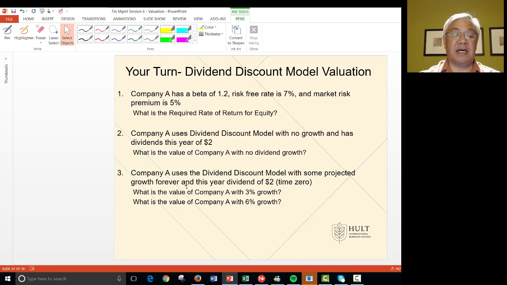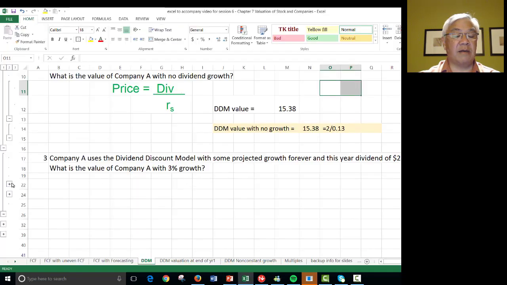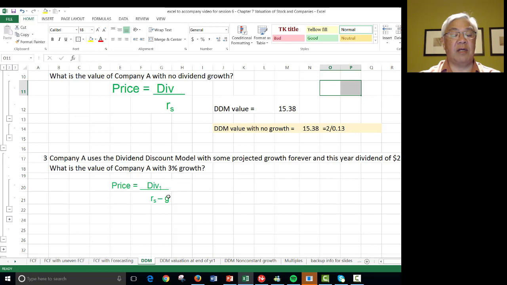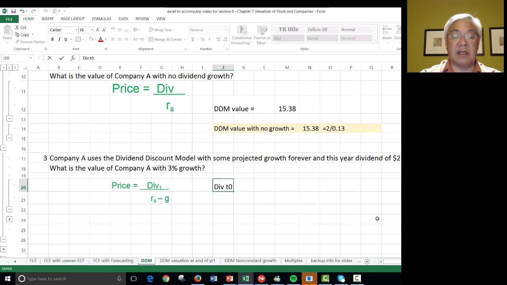Next is DDM, but this time we're going to have growth, 3% first and then 6%. So let's start with the formula. The formula is dividend 1 divided by R minus G. The growth rate is 3%. So div for time 0 equals 2. So div for T1 equals that times 1 plus the growth rate of 0.03.